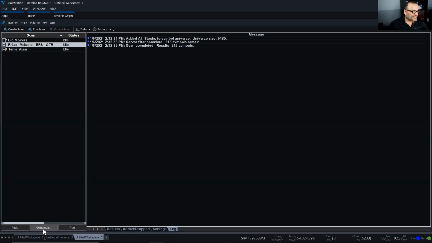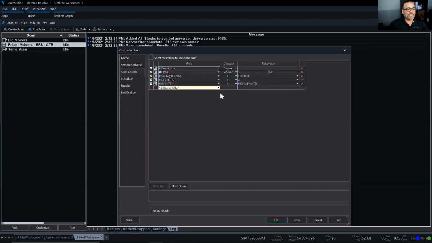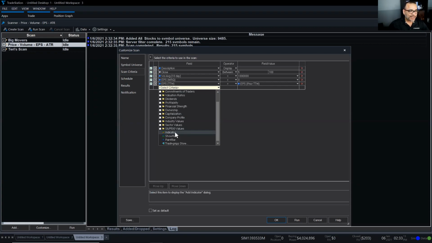I'm going to go here to customize, and let me go here to the drop down. And this is where it opens up to everything that is custom. Do you guys see indicator, show me, and paint bar, and even trading app store? This means that the scanner is open to anything that you create in EasyLanguage.